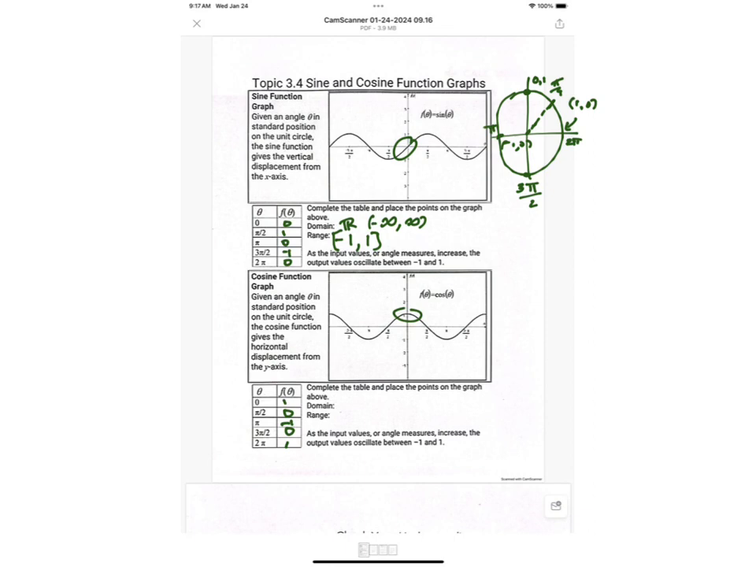I check the y-axis. There's 100% real life application with this. Heart monitors. Pendulum.